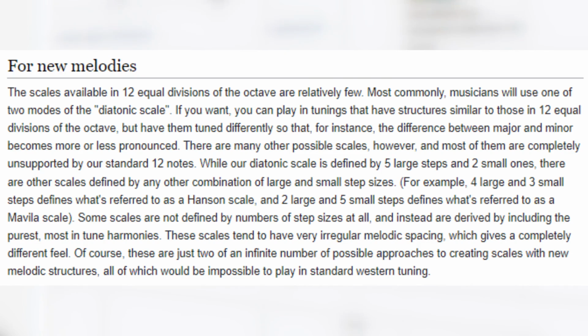While our diatonic scale is defined by 5 large steps and 2 small ones, there are other scales defined by any combination of large and small step sizes. For example, 4 large and 3 small steps defines what's referred to as a Hanson scale, and 2 large and 5 small steps defines what's referred to as a Mavila scale.